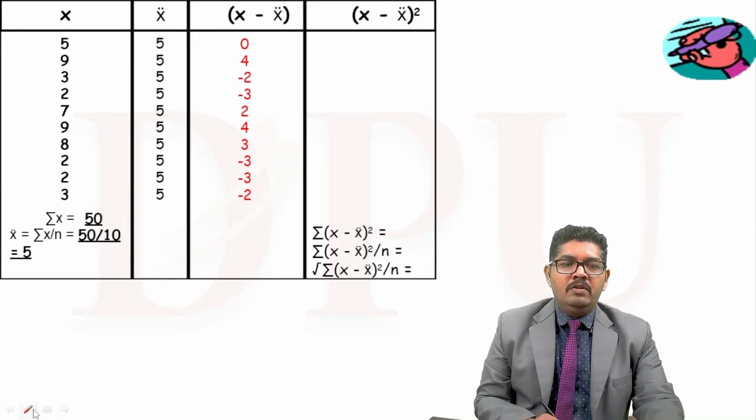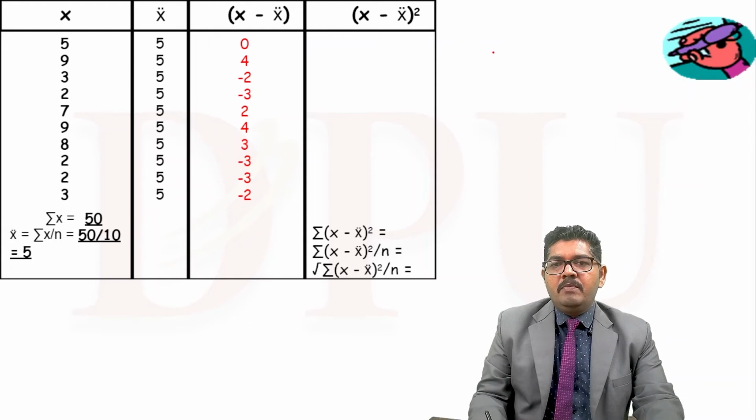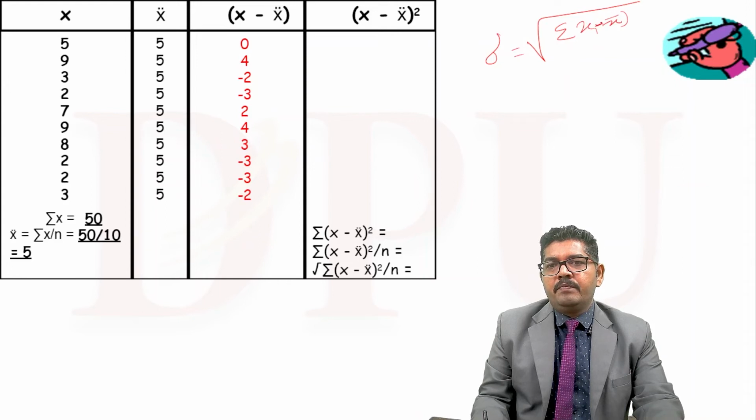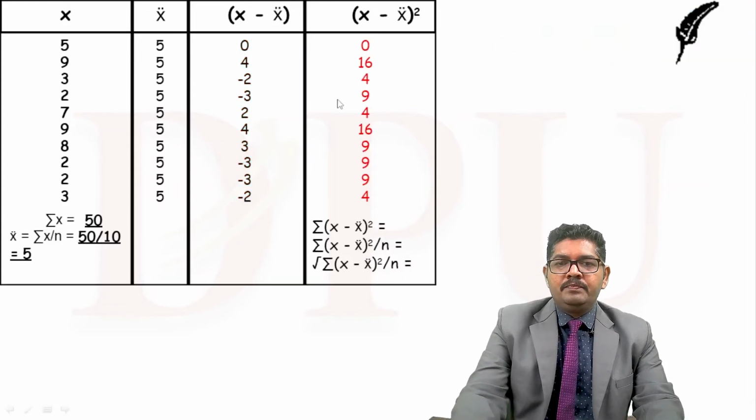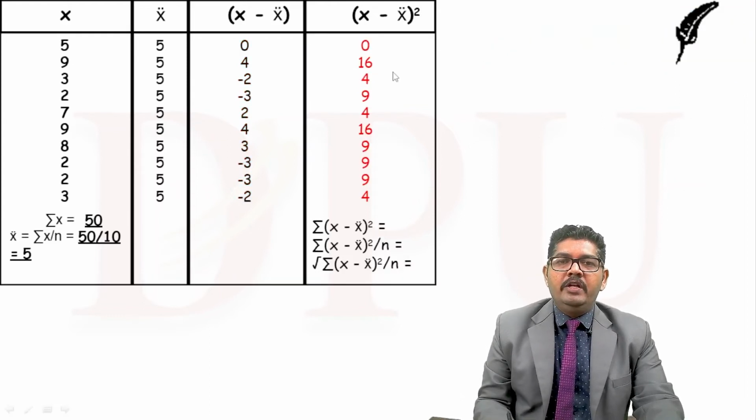Let me write down the formula again. Sigma is equal to root of summation of (xi minus x bar) whole square divided by n. So once we calculate deviation, what we need is squares of deviation. So in the fourth column we calculate squares of deviation. So 0 square is 0, 4 square is 16, minus 2 square is 4, minus 3 square is 9, and so on. So these are the square deviations.